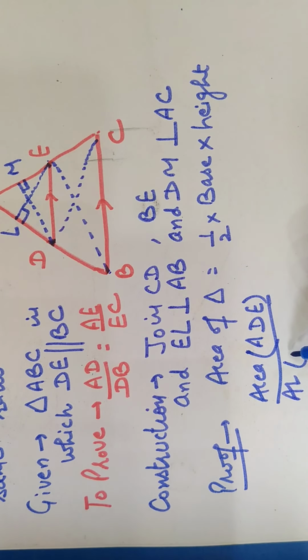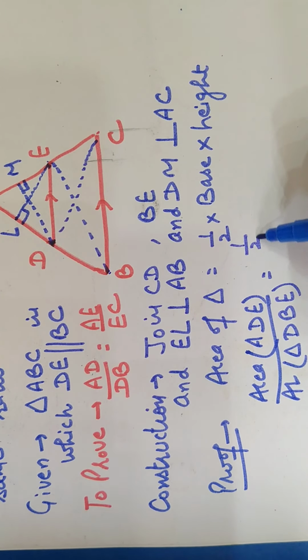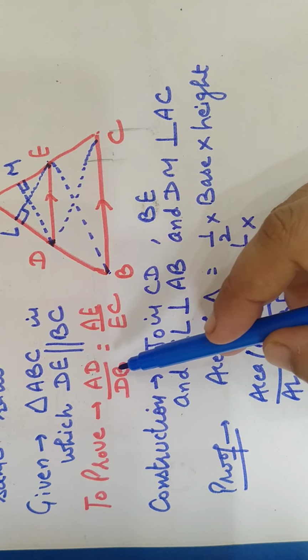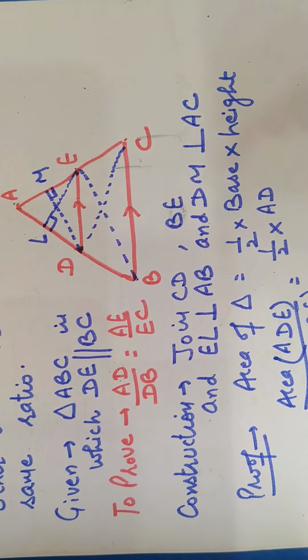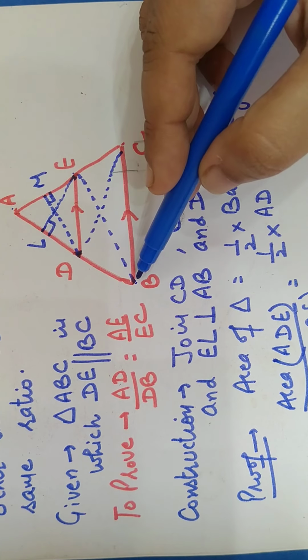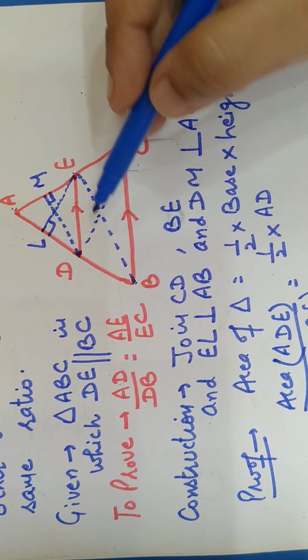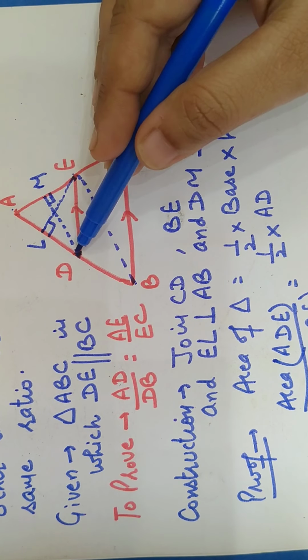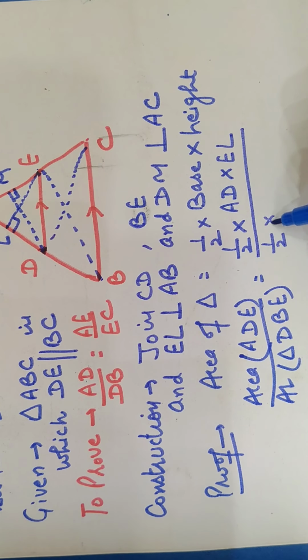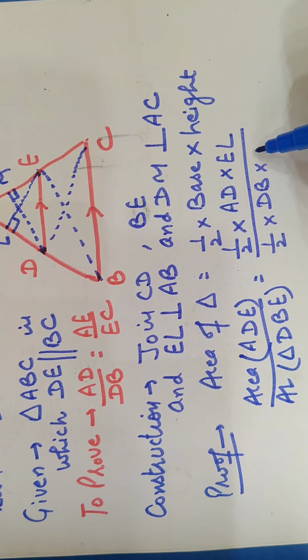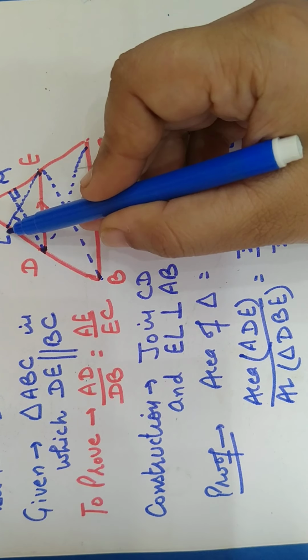Area of triangle ADE and area of triangle DBE, I have to divide it. I want AD upon DB, so I have chosen AD as base. Already I told you, EL is perpendicular on AB, which means EL is perpendicular on AD as well as DB. Half AD into perpendicular, that is EL, upon half base DB into height EL. The height will remain the same. From the E vertex, the height is outside.